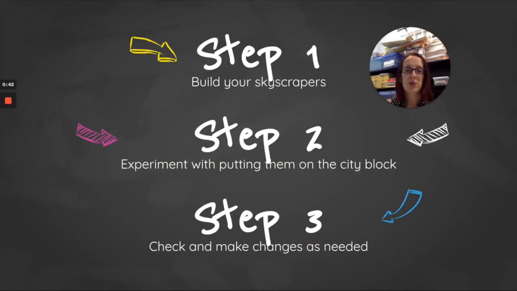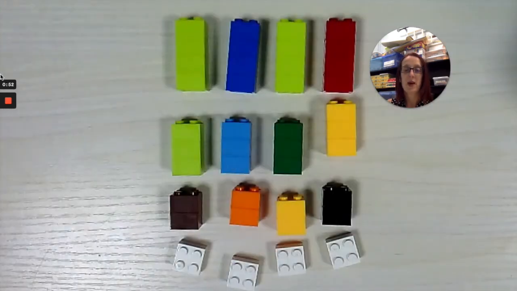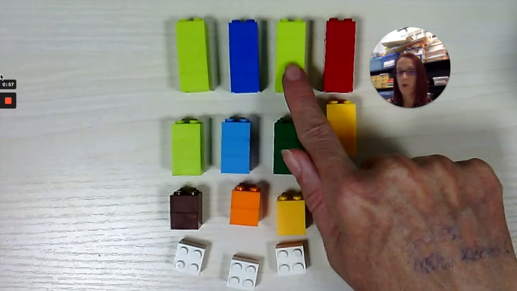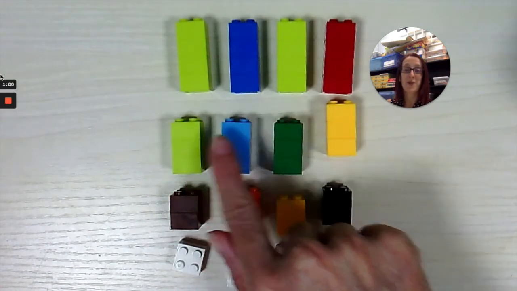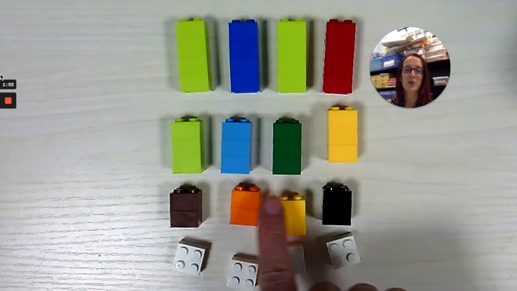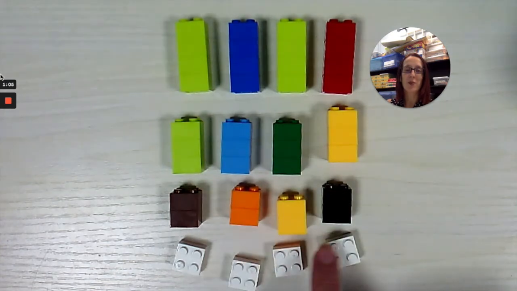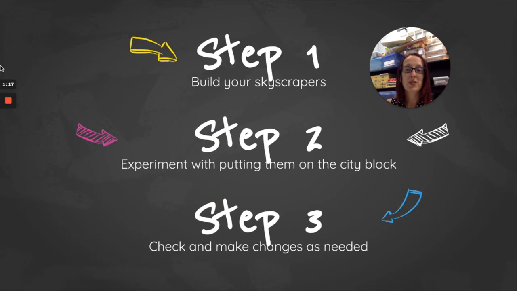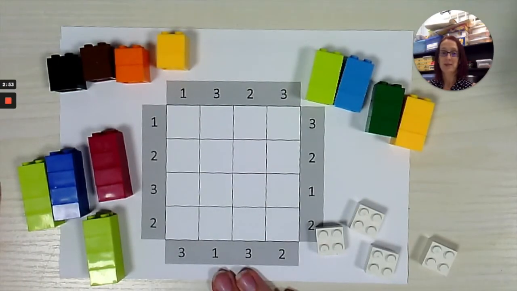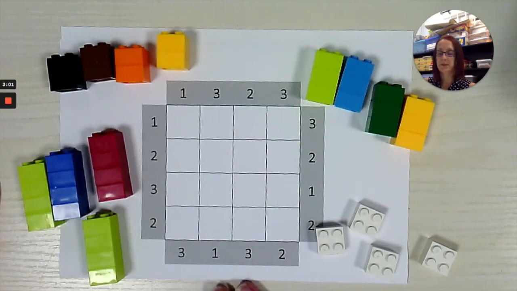The first thing you'll need to do to solve a skyscraper puzzle is to build your skyscrapers. I've made 16 skyscrapers, 4 of each height. 4 that are 4 bricks tall, 4 that are 3 bricks tall, 4 that are 2 bricks tall, and 4 that are 1 brick tall. The next thing you'll need to do is experiment with putting those skyscrapers on your city block. I have my puzzle and I have my skyscrapers. I'm going to try putting them on the spaces and seeing what works.